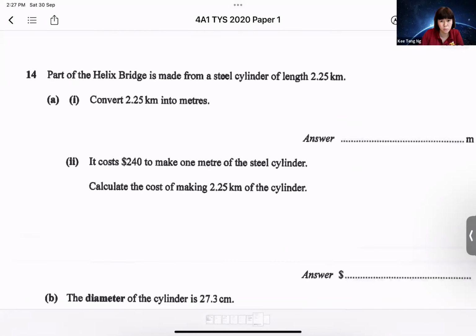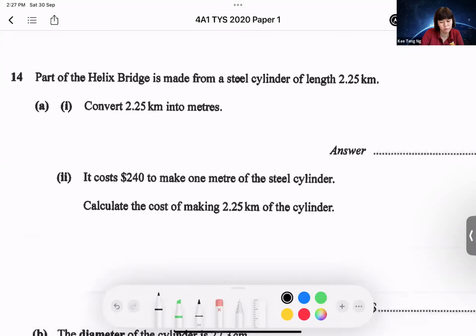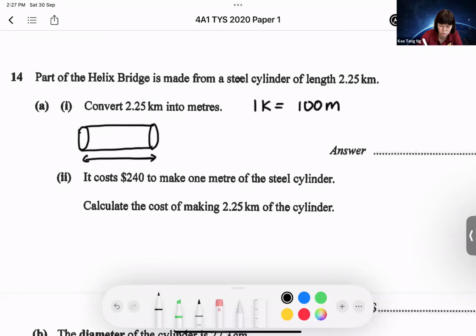A part of a Helix Bridge is made from a steel cylinder of length 2.25 kilometers. The Helix Bridge should be horizontal, so it looks like a steel cylinder, and the length is 2.25 kilometers. So they want to change from kilometer to meter. 1 kilometer equals 1,000 meters. So from kilometer to meter, I multiply by 1,000.